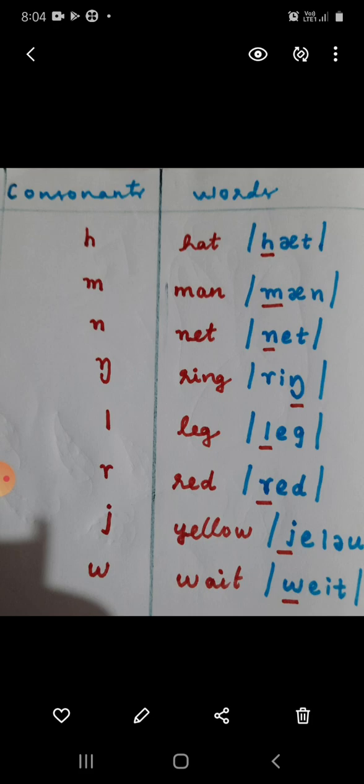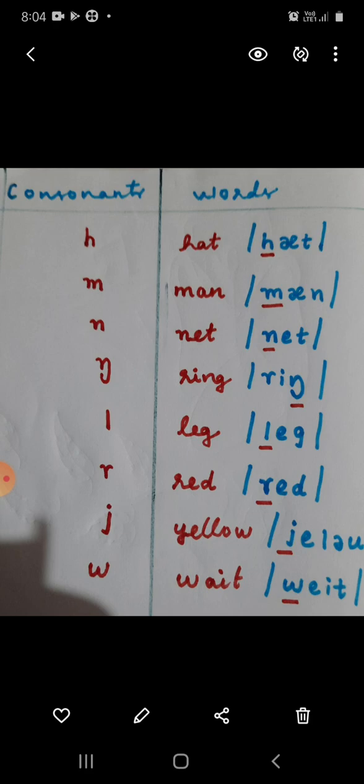L sound. Very easy to study. We are writing small letter l, and the pronunciation is l. Clear? And what's the example? You can see that it is leg, L-E-G, leg. How to write that? We are beginning with the slashes, then l sound is written, then a sound, that is a small letter e, and the pronunciation is a, then g sound, small letter g we are writing, and the pronunciation is g sound, then closing the slashes.